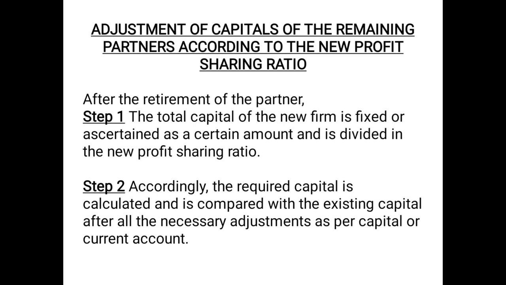So after the retirement of the partner, step number 1 is the total capital of the new firm is fixed or ascertained as a certain amount and is divided in the new profit sharing ratio. Step 2. Accordingly, the required capital as calculated in step 1 is compared with the existing capital after all the necessary adjustments as per capital or current account, as we used to do in the admission chapter.